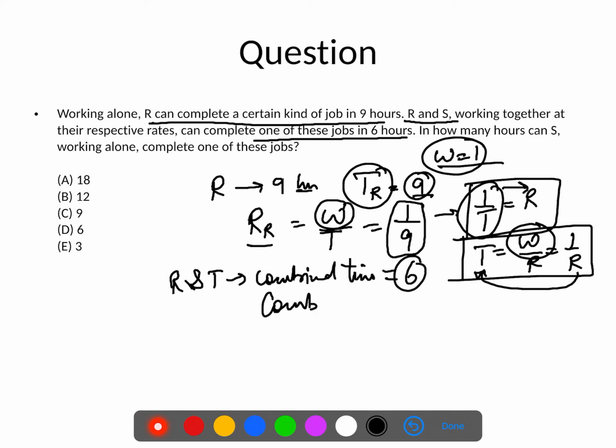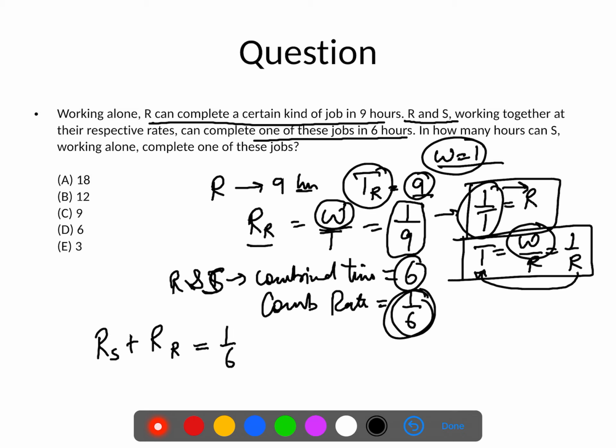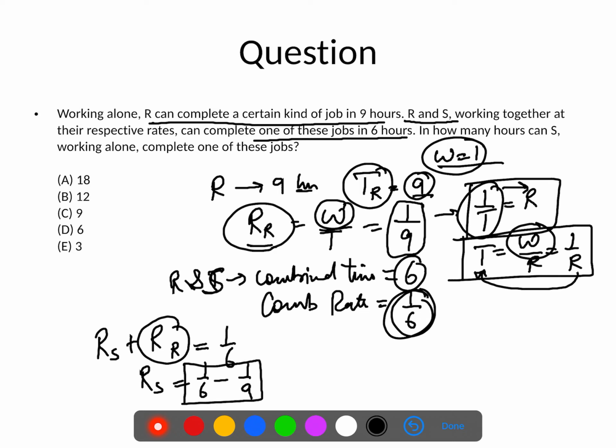So combined rate will be equal to work upon time, 1/6. So rate of S plus rate of R, the combined rate, is 1/6. Rate of R is 1/9. So rate of S would be the combined rate minus the rate of R. We just need to calculate this. So this will be 1/6 minus 1/9, which is 3 minus 2 over 18, 1/18. This is the rate.